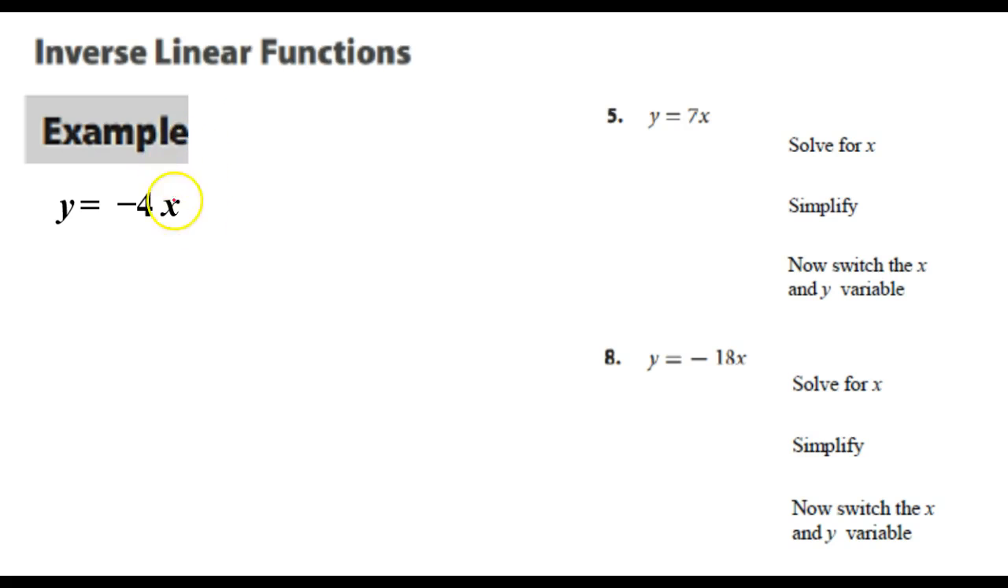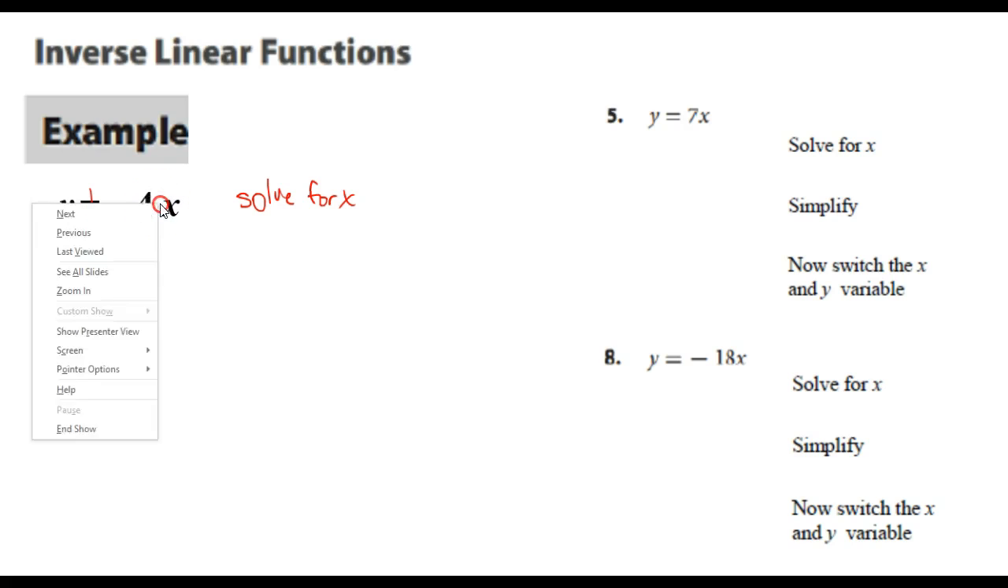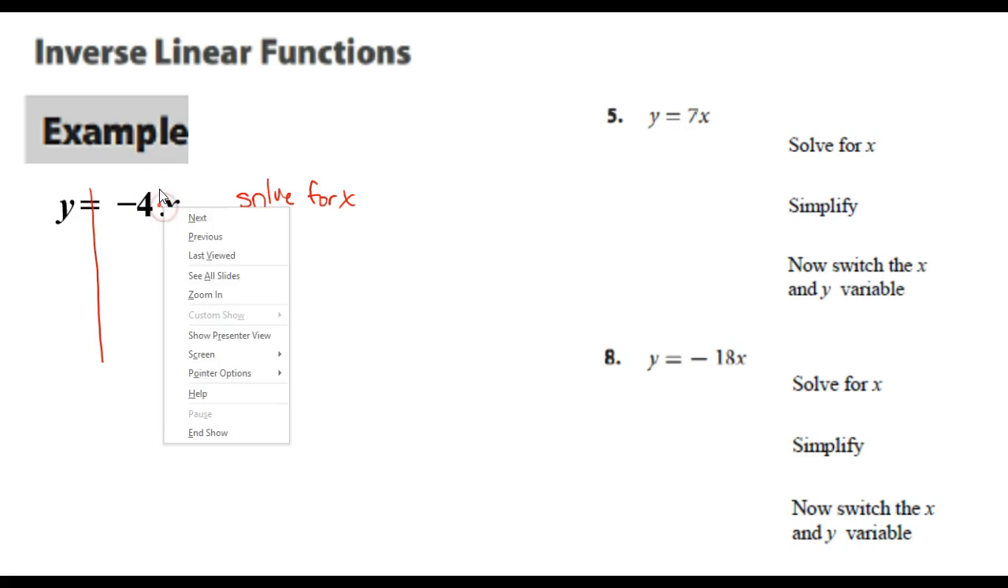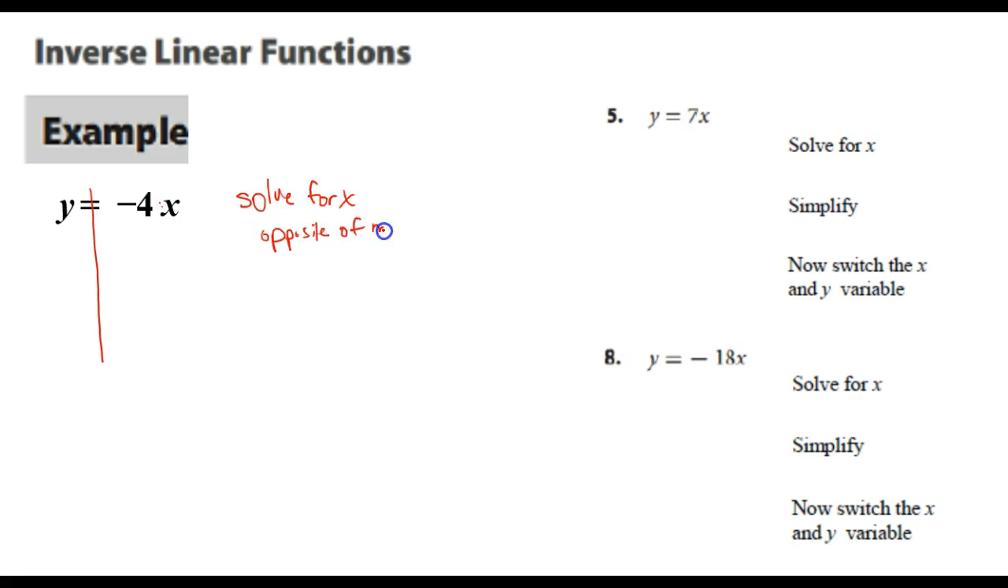Another example that we can do that's not in your packet, but that will help you with number 5 and 8 in these exercises, is how we find the inverse of something like y equals negative 4x. So the first thing we're going to do is solve for x. So I'm going to draw my line straight down the middle, and I'm going to try and get rid of whatever's being added, subtracted, or multiplied to x. And in this case, there's a negative 4 being multiplied to x. And what's the opposite of multiplying?